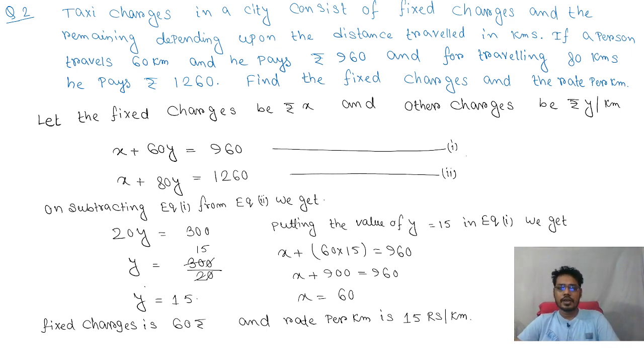As he travels 60 kilometers, the fixed charge X plus 60Y will be 960 according to the question. And as he travels 80 kilometers and has to pay 1260, that means X, the fixed charge, plus 80Y equals 1260. If you subtract equation number 1 from equation number 2, you will get Y equals 15. Now put Y equals 15 in equation number 1 or 2. I am putting it in equation number 1, and you will get X equals 60. That means the fixed charge is 60 rupees and the rate per kilometer is 15 rupees per kilometer.